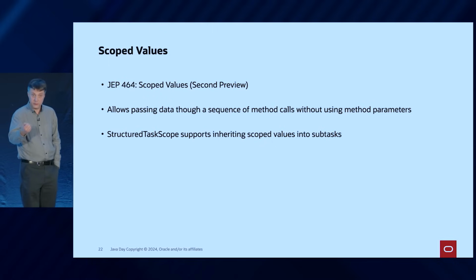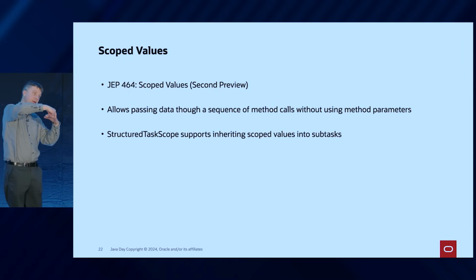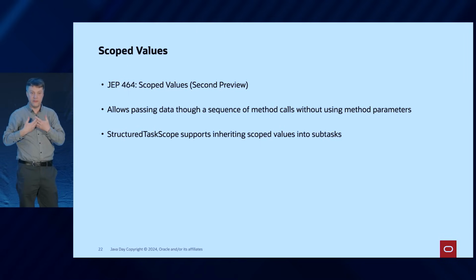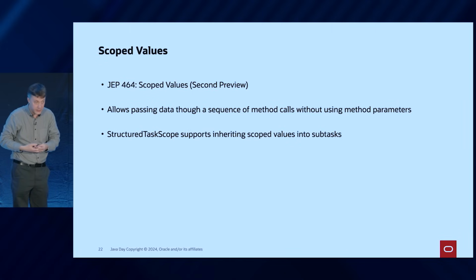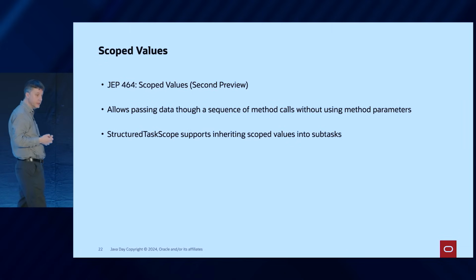Frameworks call some user code, and that user code calls back to the framework. That's done with a callback. How does the framework make context available through a whole series of callees and back to the framework itself? This is where we've introduced a new API, currently in preview as well, called scope values.